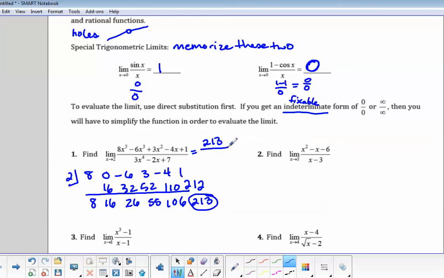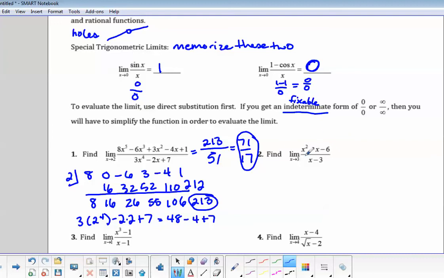Okay. On the bottom I could do synthetic substitution again, or this one's pretty quick, I can probably do it without. So I would do 3 times 2 to the 4th minus 2 times 2 plus 7. 2 to the 4th is 16 times 3 is 48, so that would be 48 minus 4 plus 7, and that would give me 51. And then if I divide both the numerator and the denominator by 3, I get 71 over 17. So substitution worked for that one.